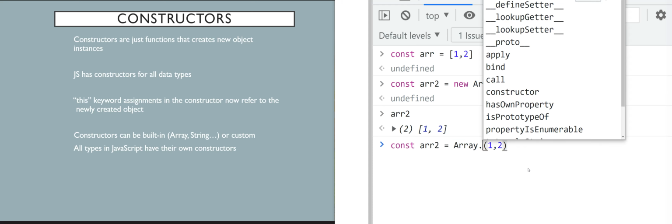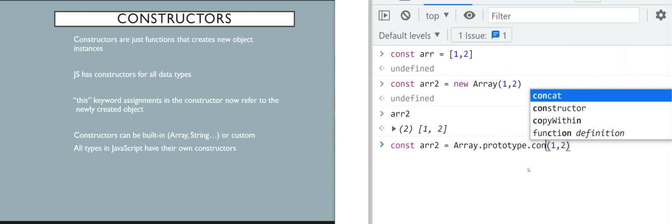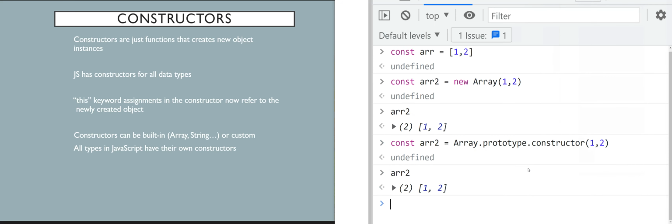Okay, now the new keyword itself is also just a shortcut for this. So you're going to grab the Array constructor, access its prototype, and on its prototype lives the constructor method. And you will get the same thing. So the new keyword replaces the .prototype.constructor. Okay. Once again, we can also do this for every other type, not just array.